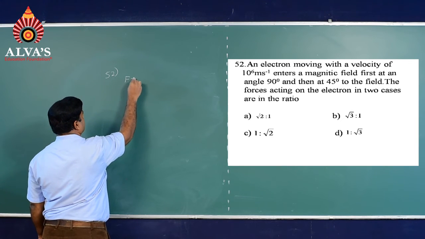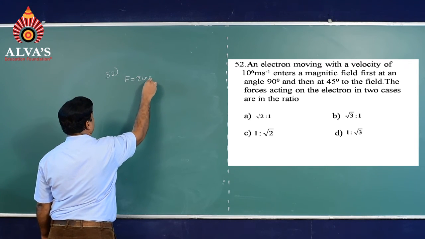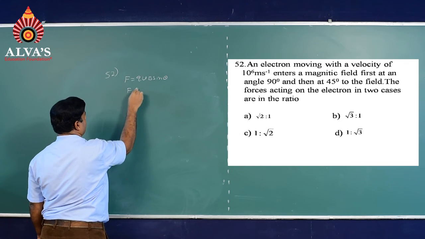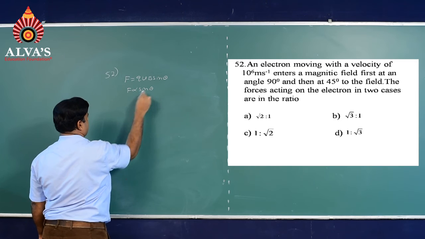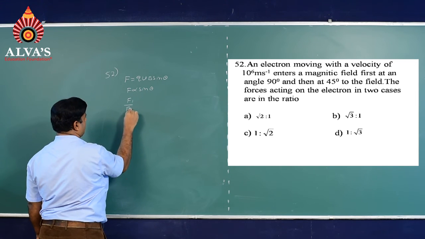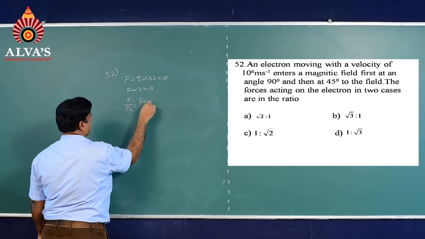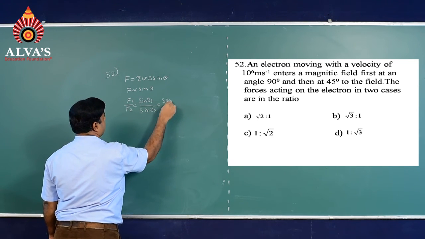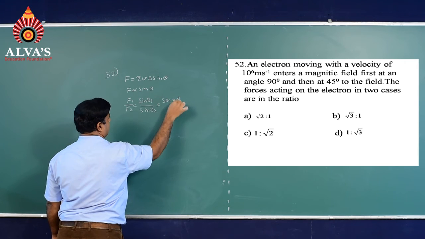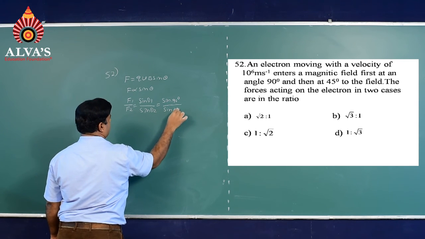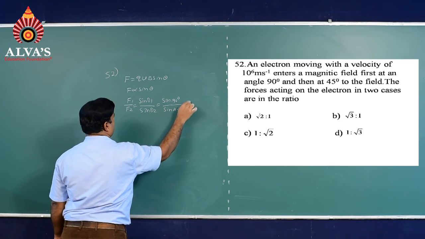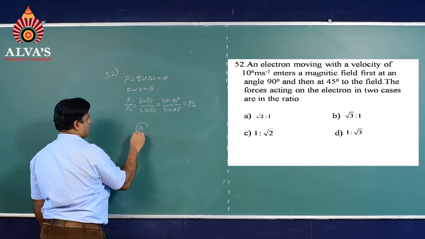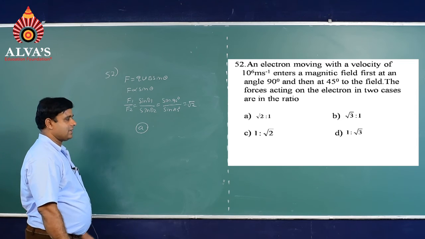Force acting on the charged particle is qvB into sin theta. Here these three are constant, so F is proportional to sin theta. So, F1 by F2 equal to sin theta 1 by sin theta 2. Theta 1 is 90 degree, theta 2 is 45 degree, 1 by 1 by root 2 is nothing but root 2. So, the answer is root 2 is to 1, A.